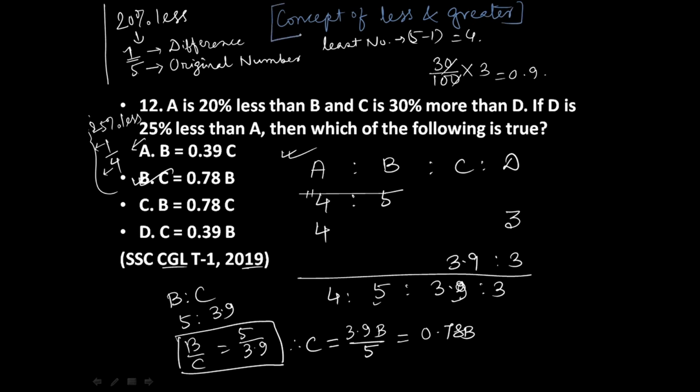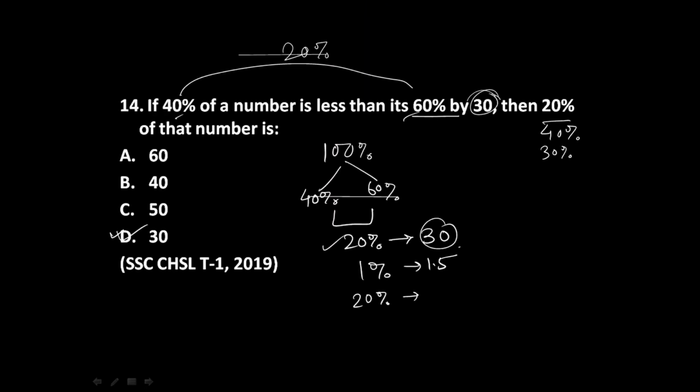I hope you don't have any issue regarding this concept. Okay, less and greater. In this question, you have to have the concept of how we solve this kind of question. We have to assume the total as 100, and the given percentage is the data. So we have to calculate from there. The difference is 20%, which is 30. If the question had asked for 40% of that number, then it would have been 60. Right, 20% is 30, then 40% is 60.